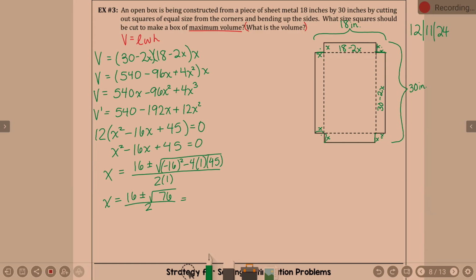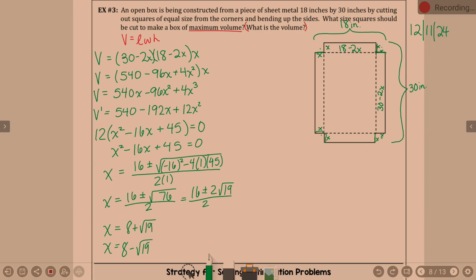So it's 16 plus or minus, since it's 4 times 19, the square root of 4 makes it 2, square root of 19, all over 2. So now we can divide both by 2. Wow. That's crazy. I'm going to write these as separate answers. 16 over 2 is 8 plus or minus the square root of 19. So that means we're going to have 8 plus the square root of 19 as a possible answer, and 8 minus the square root of 19 as a possible answer.